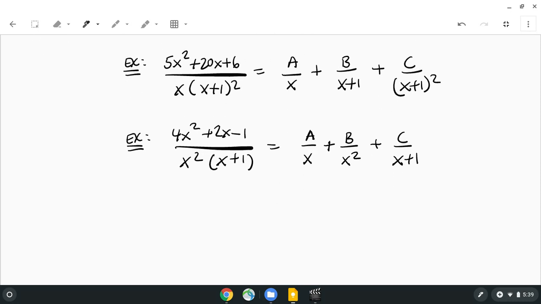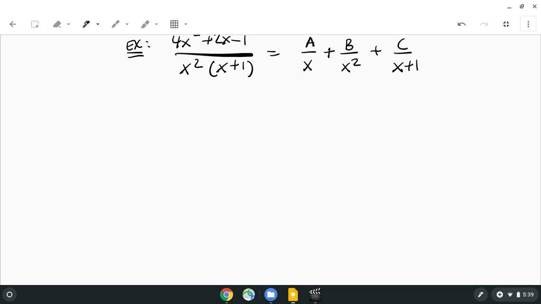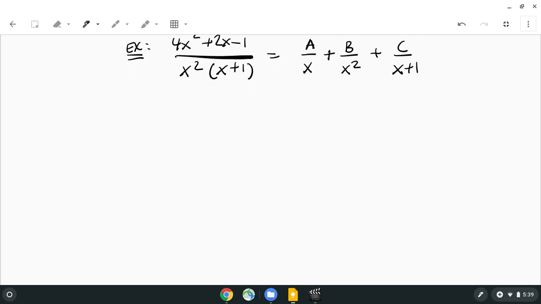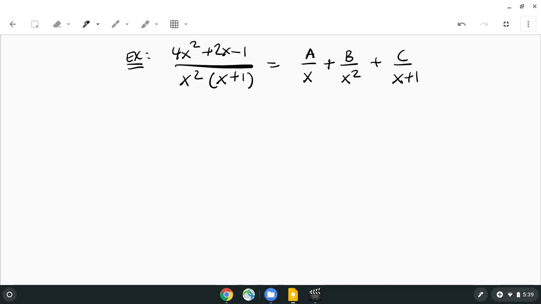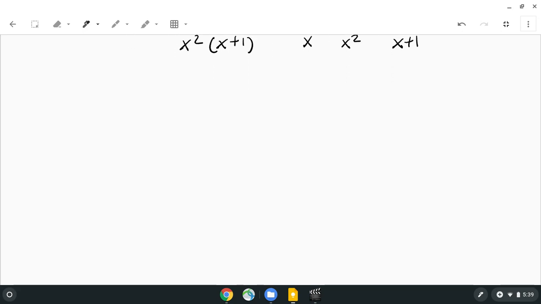All right. Case 3. And I'm going to come back to this last example right here with that x squared. I want to point something out there, but not just yet.